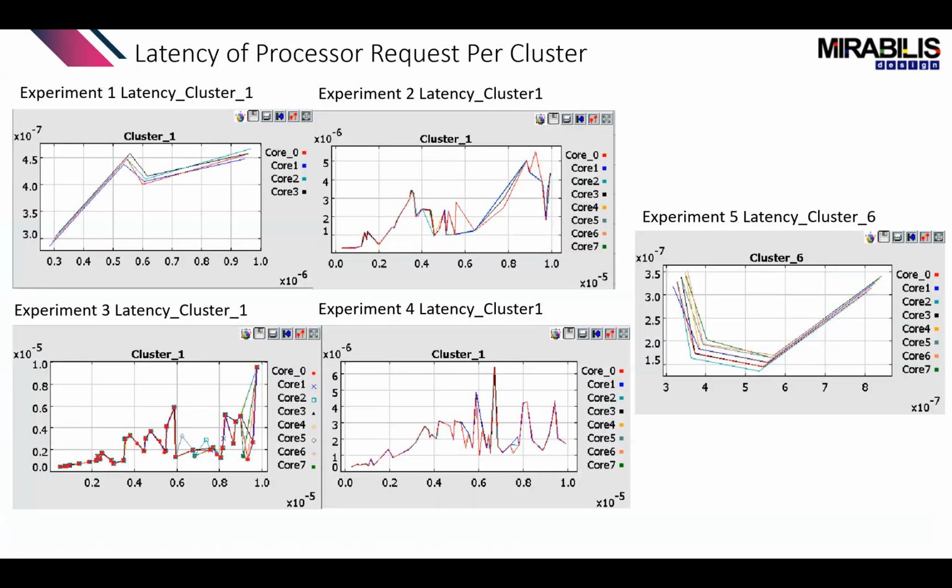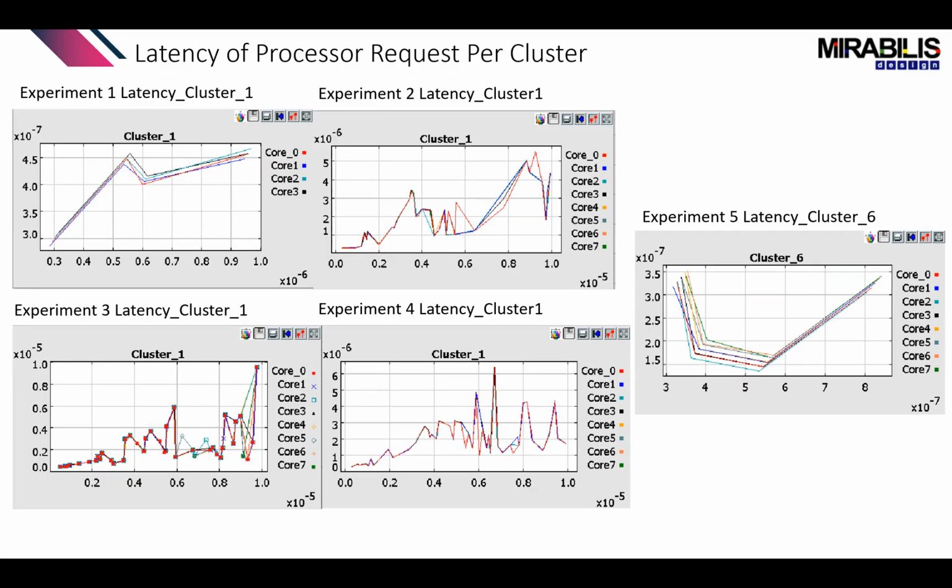Now, when you look at the latency requests per cluster, in this case we're interested in cluster 1, except for experiment 5, where we looked at cluster 6. You can see the latency is actually different for each one of them. There are many reasons: even though they're all 8 cores, there can be address differences, and memory bandwidth differences because of the RNF's buffer sizing or the clock speed of different components. You can get all of those, and that shows a big variation in the latencies.